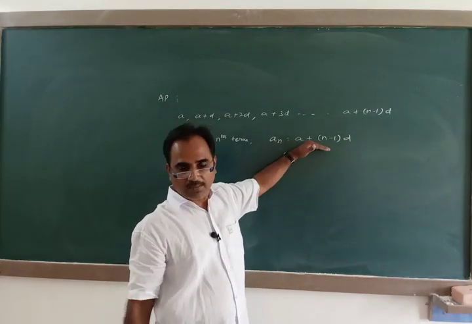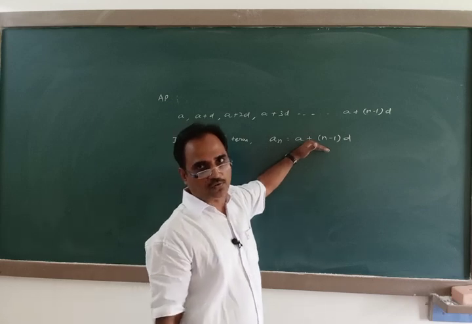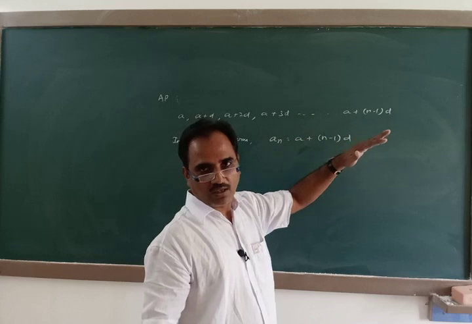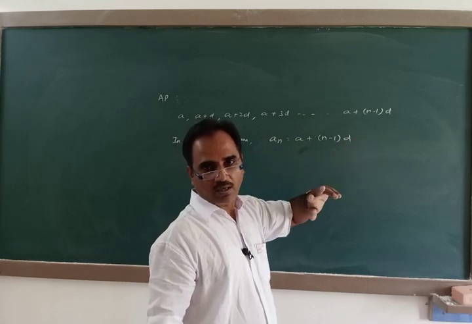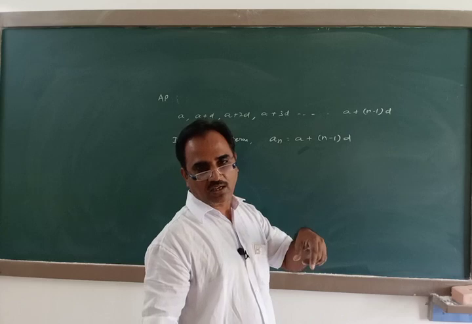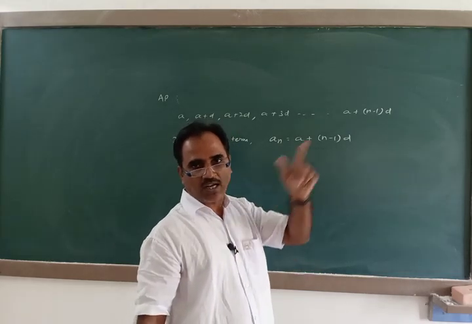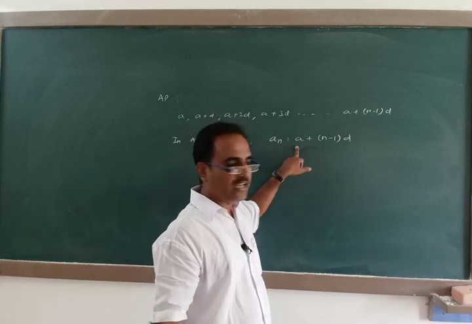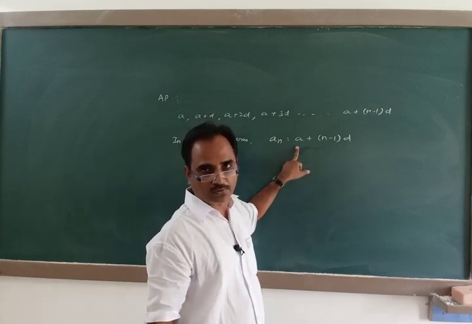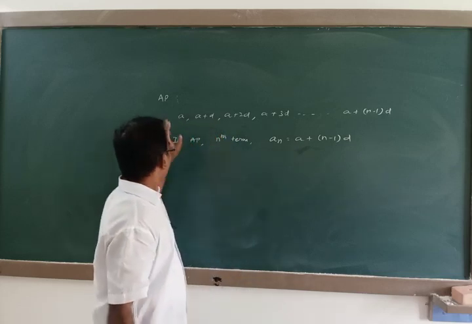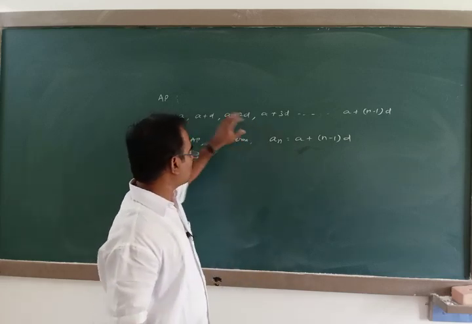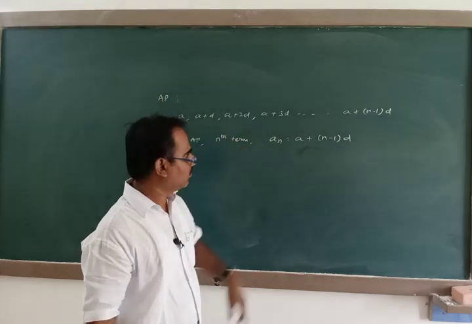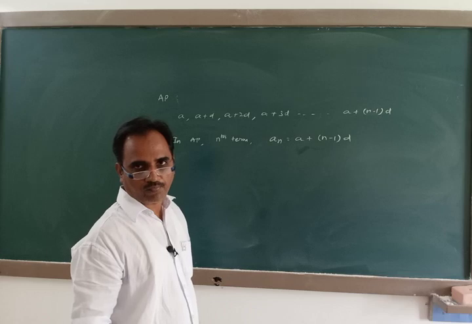While solving some problems, particularly in tuning forks, when a number of tuning forks are arranged successively, beats will be given, and you will be asked to find the frequency of the first tuning fork or the last tuning fork. While solving such problems, if you have this idea, it becomes easy to solve those problems. So a series of this form is called an arithmetic progression. In this arithmetic progression, the nth term is given by A plus n minus 1 into D.